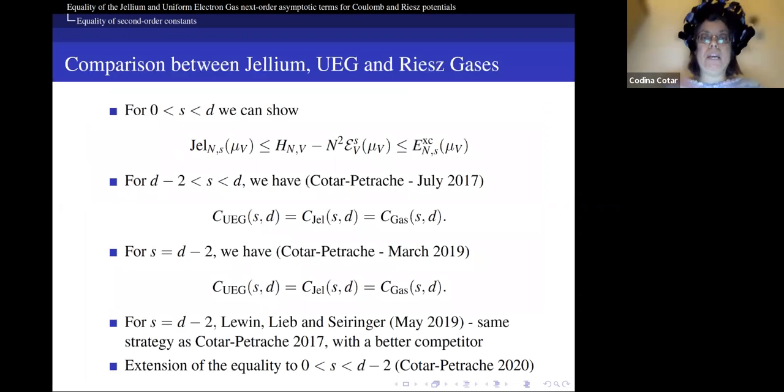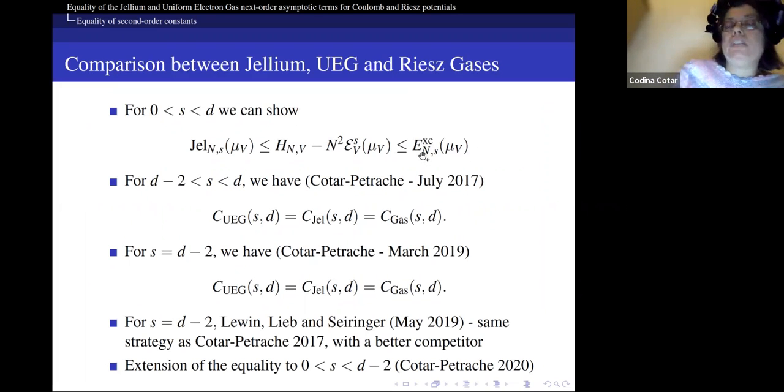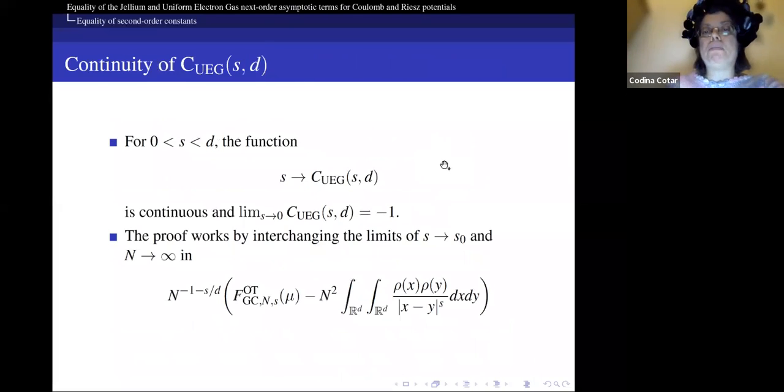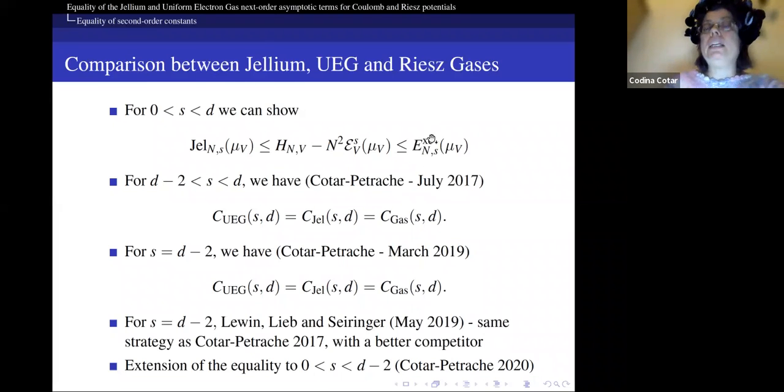So one easy thing you can show is that for any finite n, the optimal transport problem is the bigger one, then you have the Coulomb and Riesz gases one, and then you have the Jellium one. So the Coulomb and Riesz gases is sandwiched between Jellium and the optimal transport one.